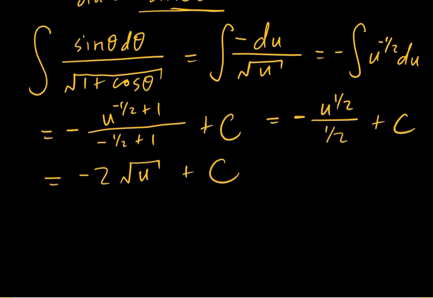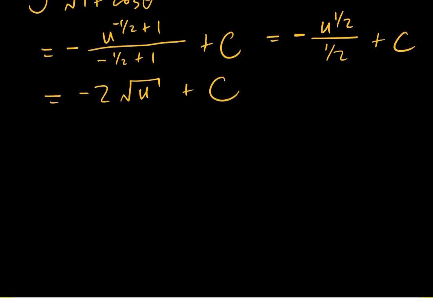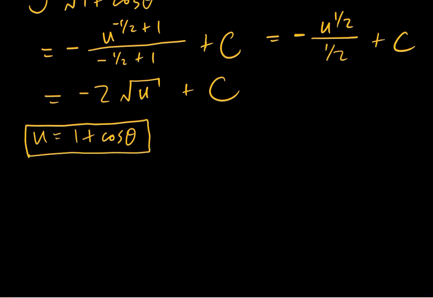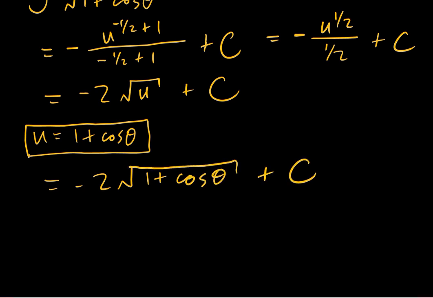And then we substitute back. So we remember what u was. What was u? u was equal to 1 plus cosine theta. So let's just remember that. That was the substitution we made. So our answer is negative 2 square root of 1 plus cosine theta plus c. Now again, let's check.